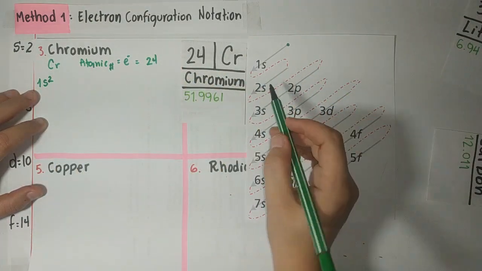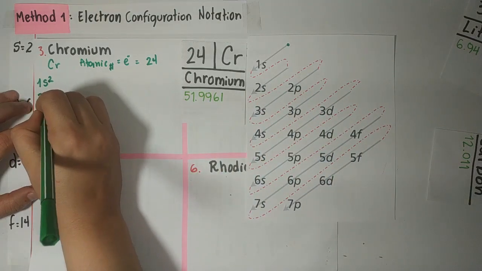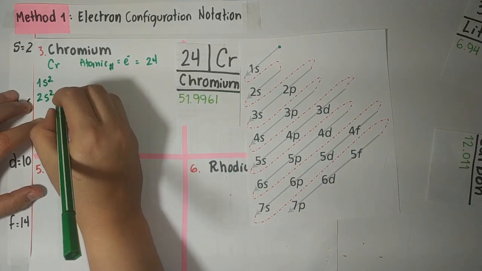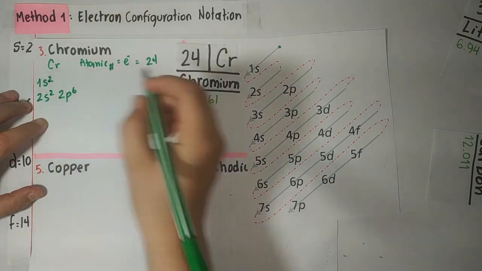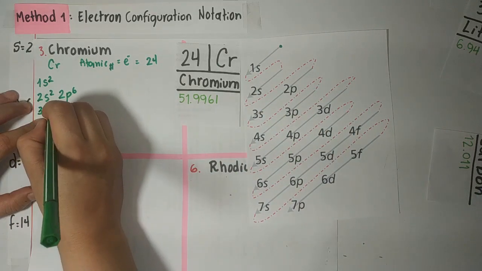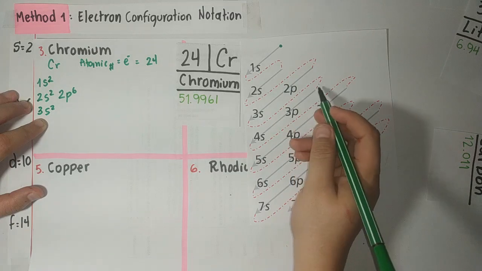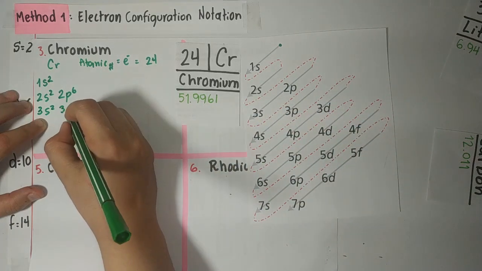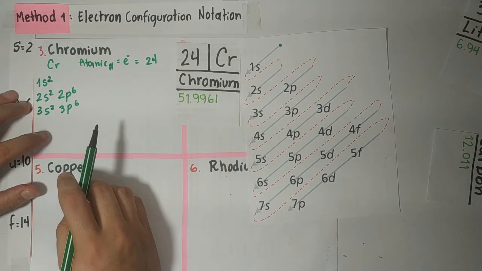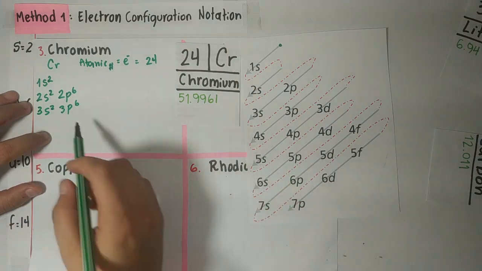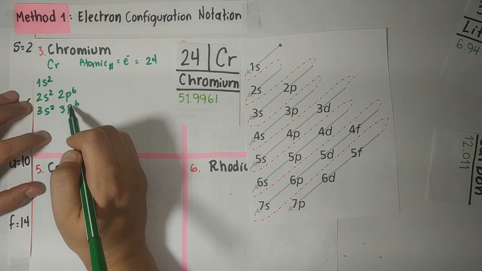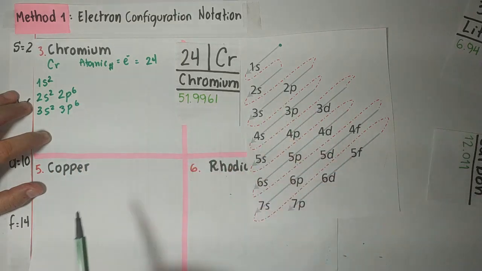I continue with 2s2. After 2s2, it goes 2p6. After 2p6, I go to 3s2. After 3s2, I go to 3p6. Now I need to make sure that I don't have more electrons than I need, so I'll be counting. I have 2, 2, 2, 6, and 6, 12, and 6, 18. That means I need 6 more electrons.